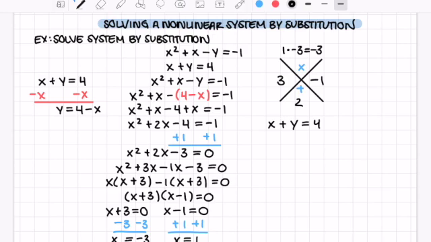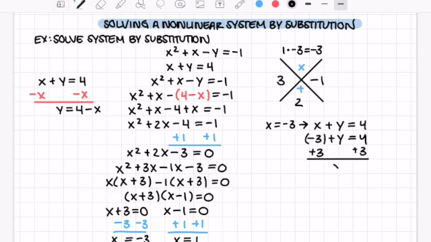So let's start off first with x equaling negative 3. So I'll put here to the side, we're substituting x for negative 3 first. If I do that, I get here negative 3 plus y equaling 4. Add 3 to both sides. Now I'm just left with y equaling 7. So my first ordered pair is going to be negative 3, 7.